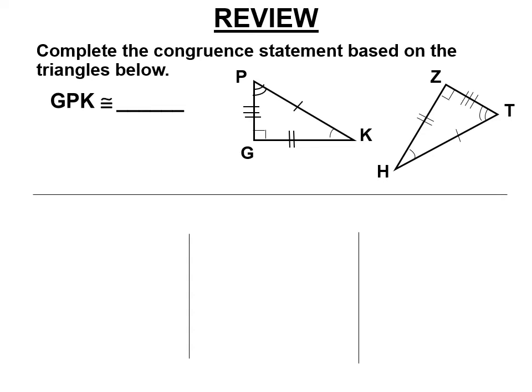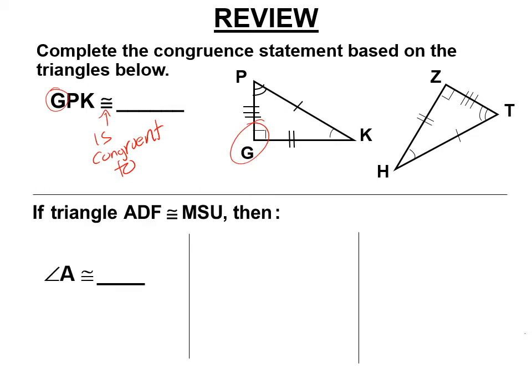All right, so complete the congruent statement. So we have triangle GPK is congruent to. That's how you read that, is congruent to. And that means it's the exact same size and shape, just spun around or flipped over. And so we have to match. So we're going to play a little matching game. G matches Z, so we're going to put Z first, and then P. I know the next one popped up. P matches T, and K matches H.